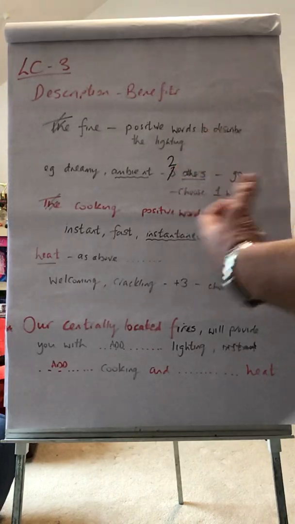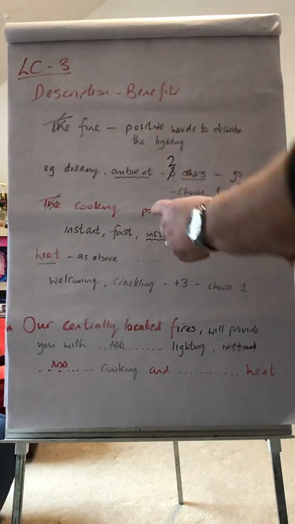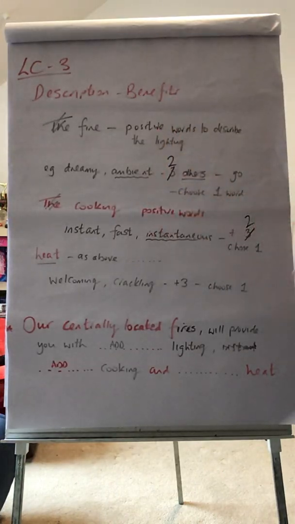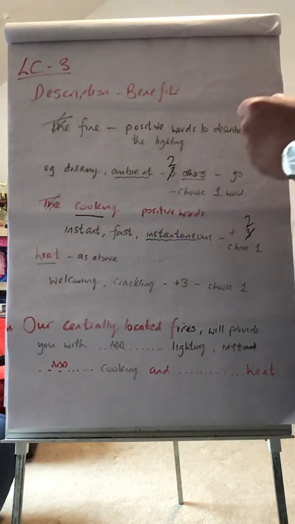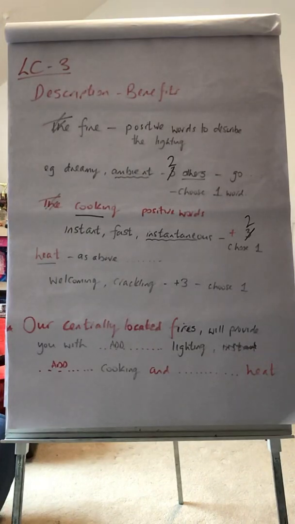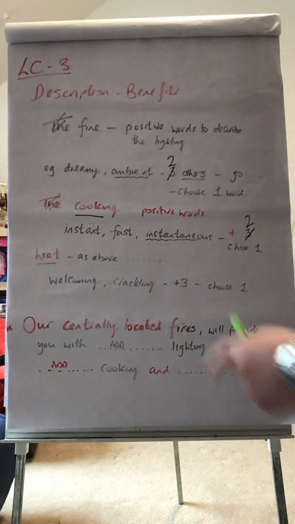Okay, the fire is on, so it's easy for you to cook. So think of 2 extra words that will help you describe how easy it is to cook on the fire. Okay, and again, you choose one of those words. I'm going to keep the word instantaneous, and I'm going to add it to my sentence at the bottom of the page. The last one is heat.